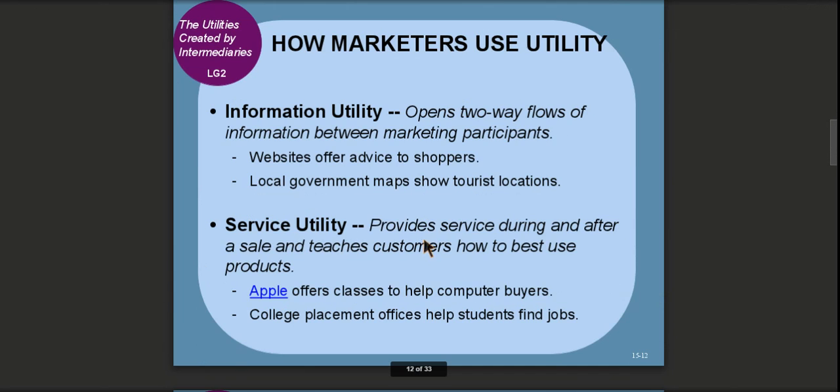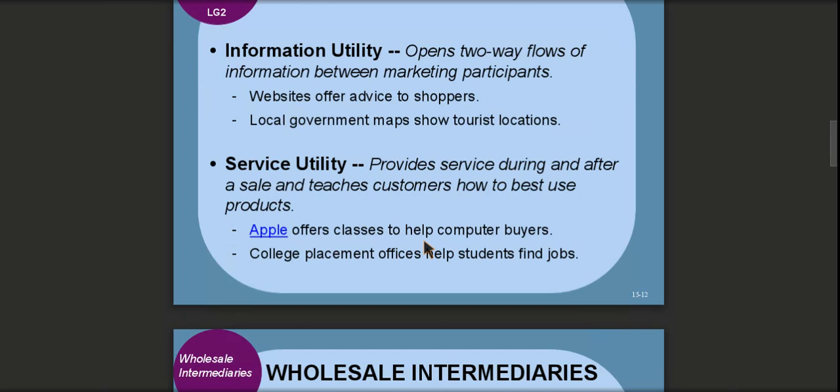Information. Websites offer information to services. If you've ever heard of this website called CNET, it has a lot of information about tablets and computers and phones, and they don't sell the products, they just give information. And then service. The Genius Bar at Apple is a great example of a service utility, right? They help people learn about their phones or tablets or computers.